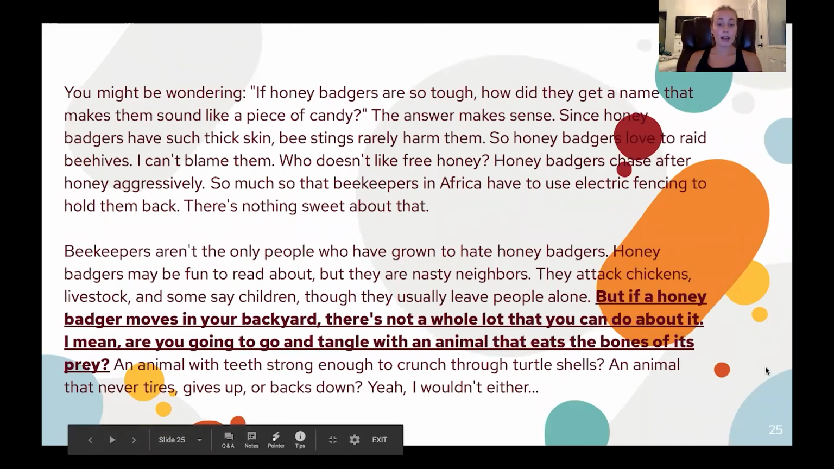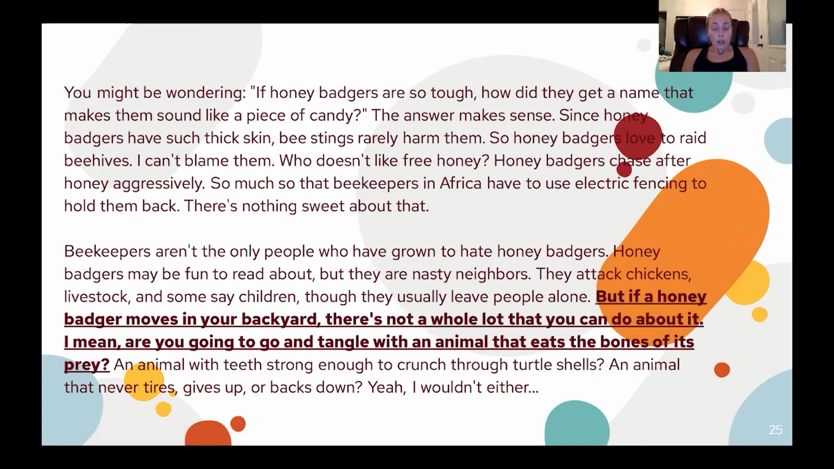So after going back through the short story, the last paragraph says, "Beekeepers aren't the only people who have grown to hate honey badgers. Honey badgers may be fun to read about, but they are nasty neighbors. They attack chickens, livestock, and some say children. Though they usually leave people alone, if a honey badger moves in your backyard, there's not a whole lot that you can do about it."